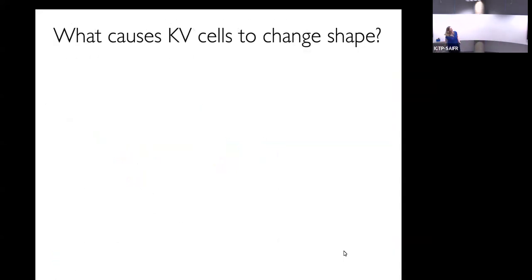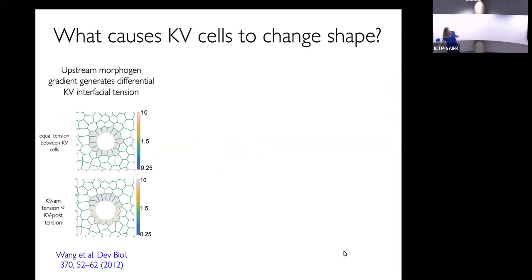Okay, and so what causes the KV cells to change their shape? This has been a question in the field for at least 15 years, and there have been multiple hypotheses. So our group hypothesized, well, maybe there's some upstream morphogen gradient. That would be the easiest thing, right? If there was a signaling center on the top of this organ that generated a morphogen, and then the cells responded their shapes to that morphogen.